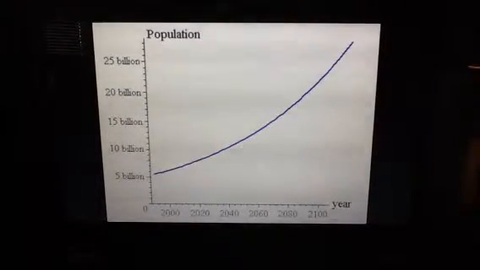Population is another thing we're going to look at. You can see this is a graph of what we predict population is going to be.